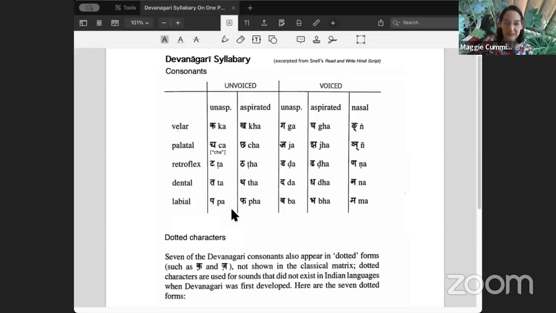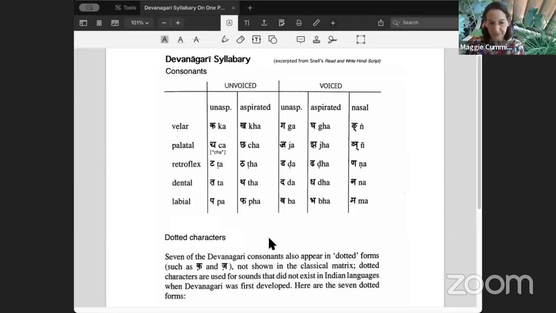Namaste, Maggie. I have a question though about the pa. Sometimes it's fa and sometimes pa. Basically, there should be a dot when it's fa, but these days people are not putting the dot all the time, but it's a different letter when it's fa. So you may have to check the dictionary.